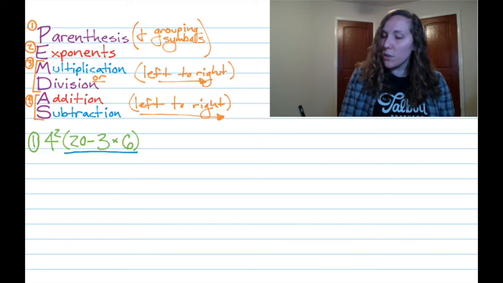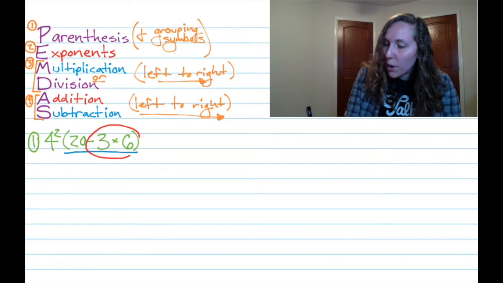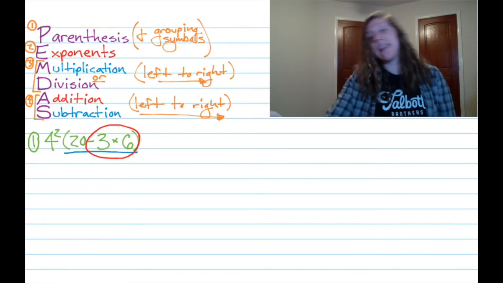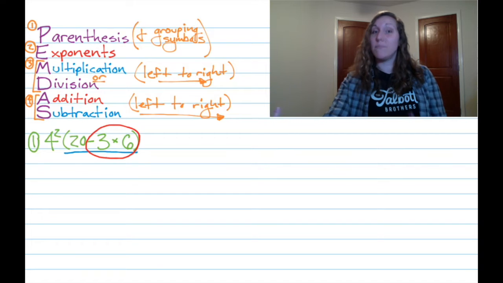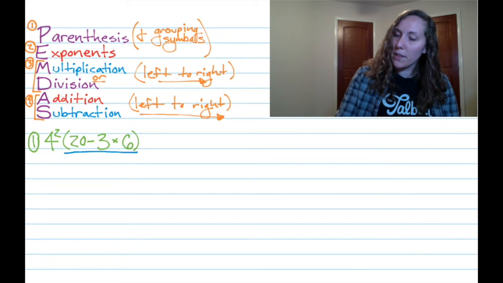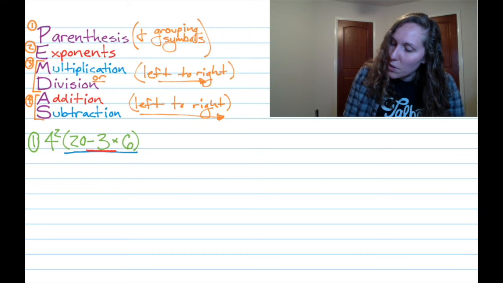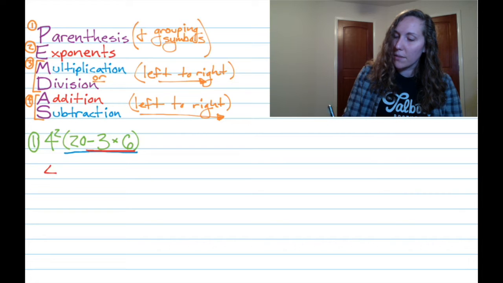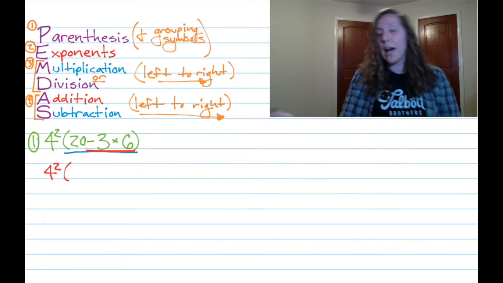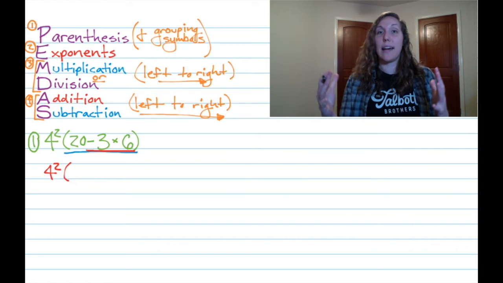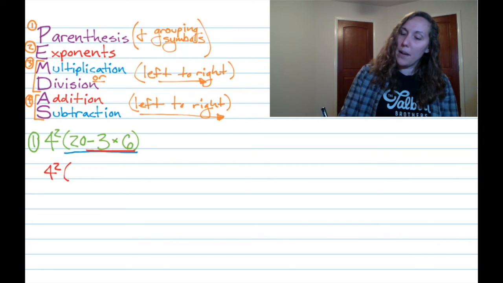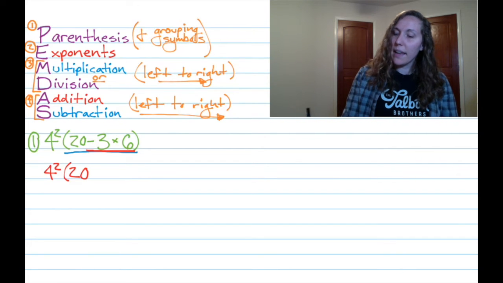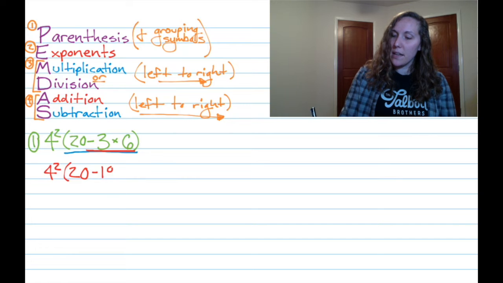So I am going to do just the multiplication part first. See how I made sure to include my negative sign because, again, it's attached to my 3. My 3 is not just 3, it's a negative 3. So that is the part that I'm going to do first, this multiplication inside of my parentheses. Everything else I am just going to copy down. Copy down my 4 squared. I'm still going to copy down my parentheses because I haven't done everything inside of it yet. I'm only doing part of it. I'm going to copy down my 20 because I haven't been able to do anything with my 20 yet. And negative 3 times 6 gives me negative 18.